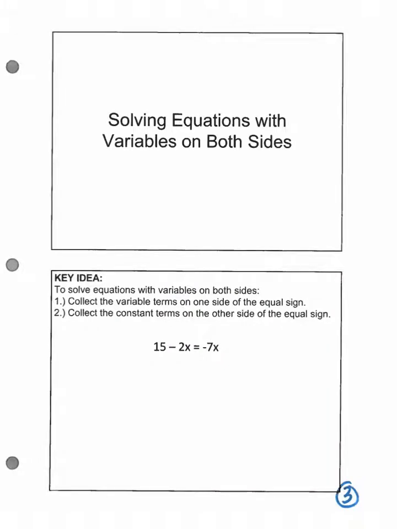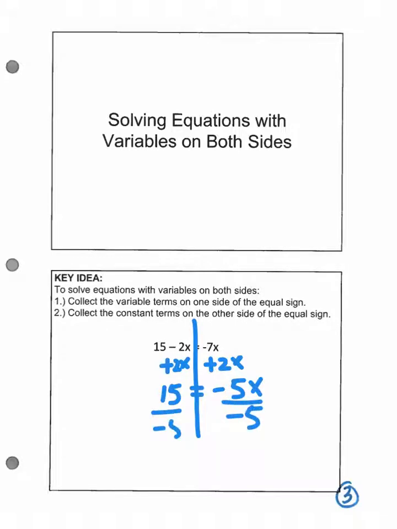So on the next page, we're going to continue working with variables on both sides. So our goal is to always get the variable on one side and the constant on the other. Since I already have negative 7x alone on this side, I want to add the 2x to get it to the other side. So that gives me the constants on one side and the variables on the other. And then I can solve the remaining equation to give me negative 3 equals x, which again, like on the last page, I can check to make sure it makes sense.